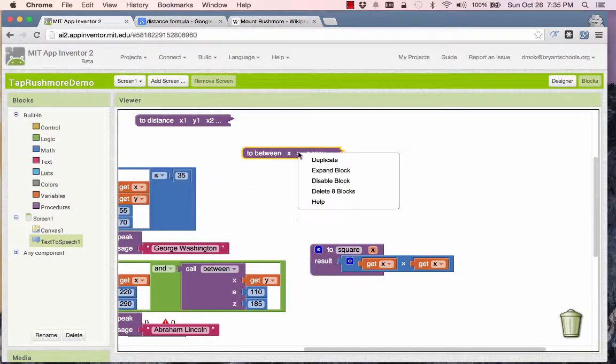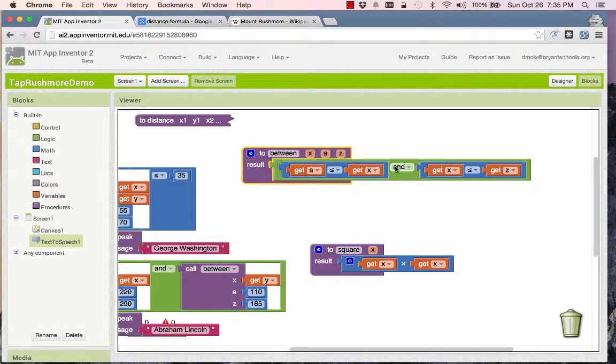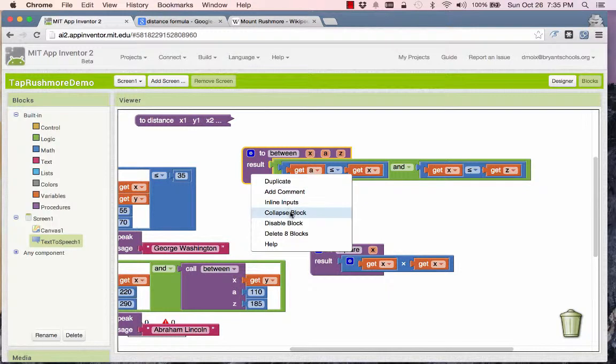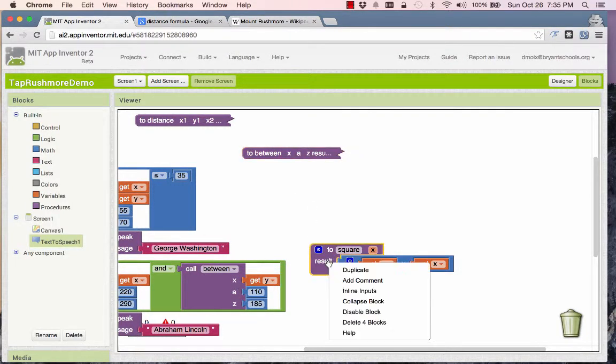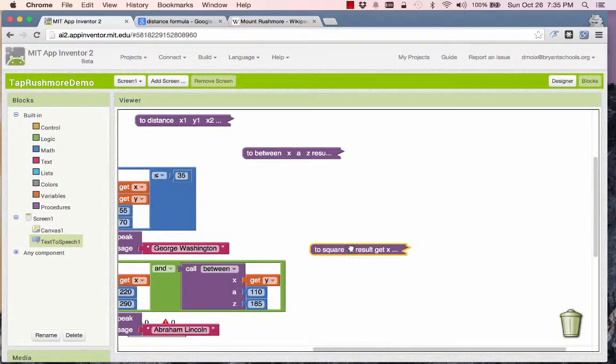And we looked at between. In between, we looked at and lets us know that this and this have to be true. So we want to know if it's between if this is the case and that is the case. And so this should look a lot like you saw it in geometry or in algebra. Collapse these blocks up so they don't take up as much room.